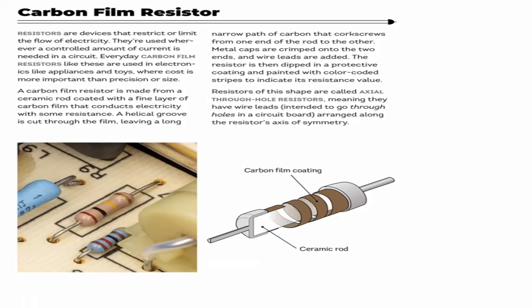Resistors of this shape are called axial through-hole resistors, meaning they have wire leads intended to go through holes in a circuit board, arranged along the resistor's axis of symmetry. Here you can see a real life image of a carbon film resistor, and here is a diagram. You can see the carbon film coating around the resistor, and inside there is the ceramic rod.